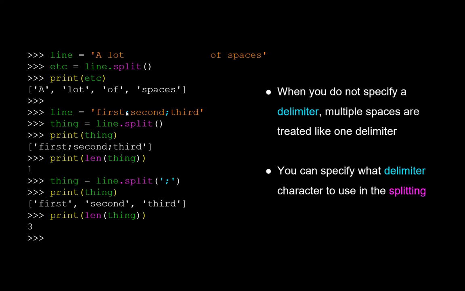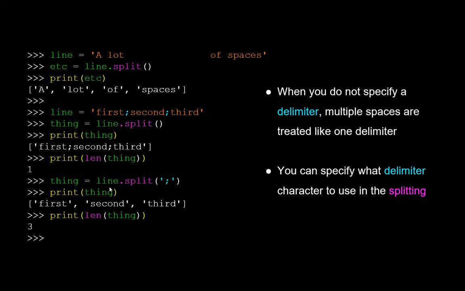What if we have a string with a semicolon in between them? If we use split, it doesn't understand the semicolon, so we're just going to have one list with 1 value, and that value is first semicolon, second semicolon, third. The length of it is 1.